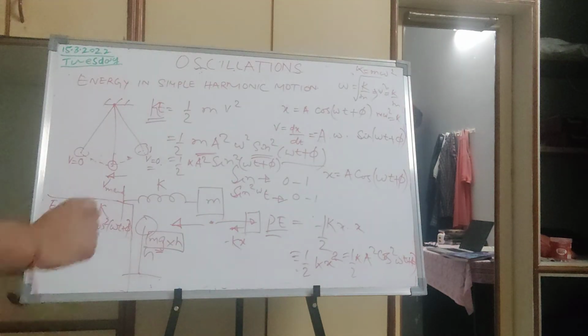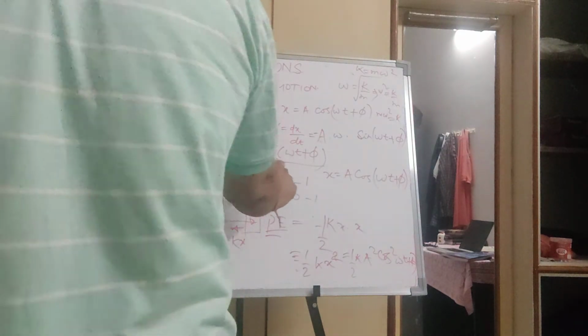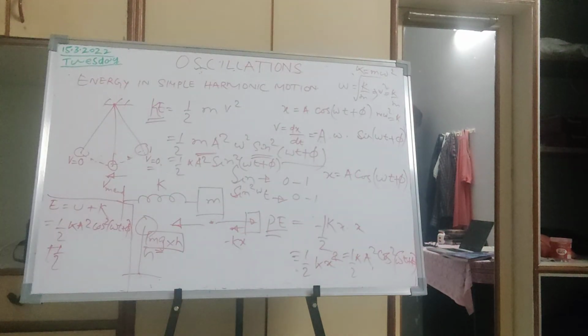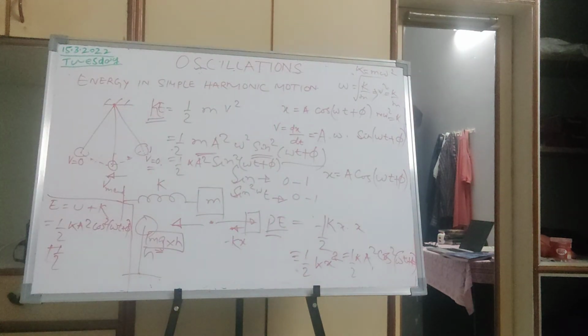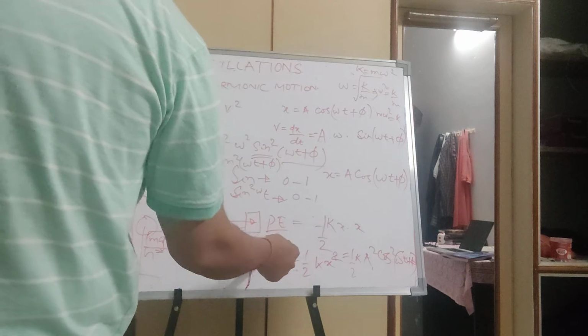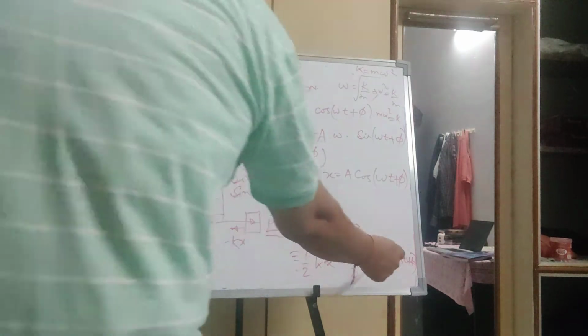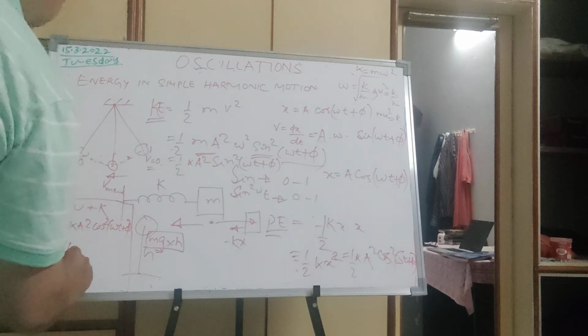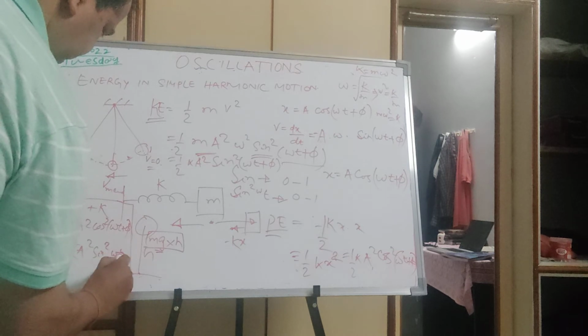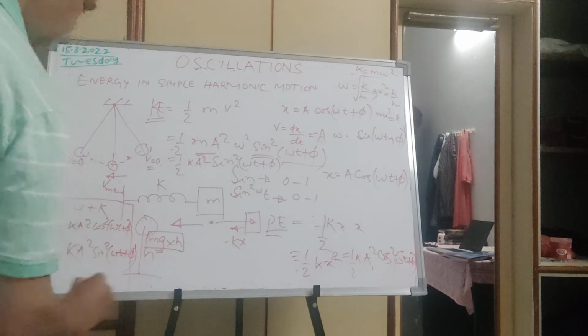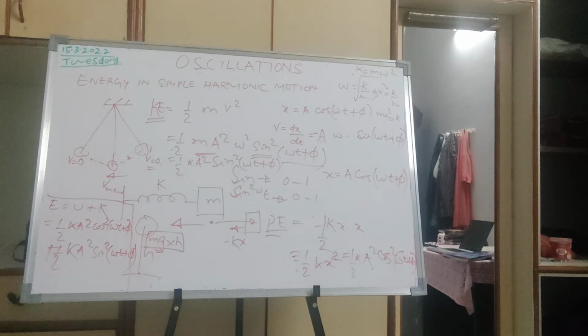So this is in terms of amplitude, this is in terms of amplitude. So half k a square sine square of omega t plus phi, plus half k a square cos square of omega t plus phi. One is sine, one is cos. This is your potential energy, and your kinetic energy is written as half k a square sine square of omega t plus phi. So this is your total energy.